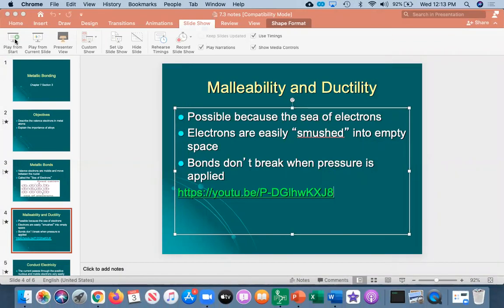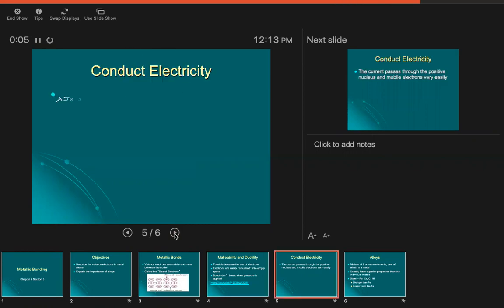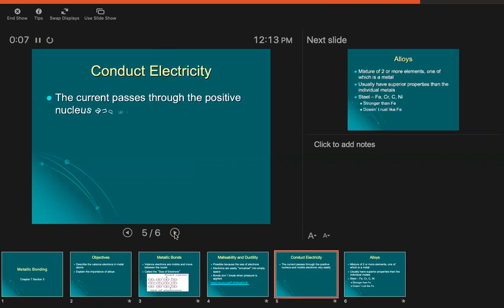So they're malleable and ductile because their electrons are mobile. We're able to move them out of the way in order to accommodate. They don't break as soon as the pressure is applied. This also allows metals to conduct electricity very easily. It's the same concept as when we were talking about electrolytes. You have to have positives and negatives.